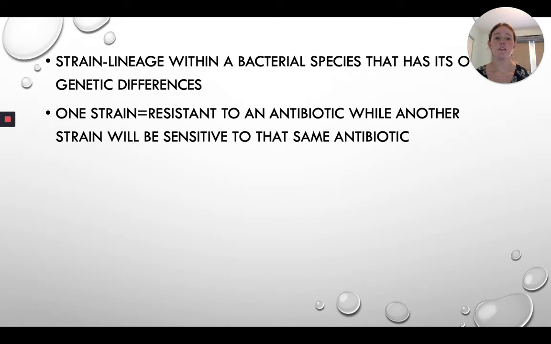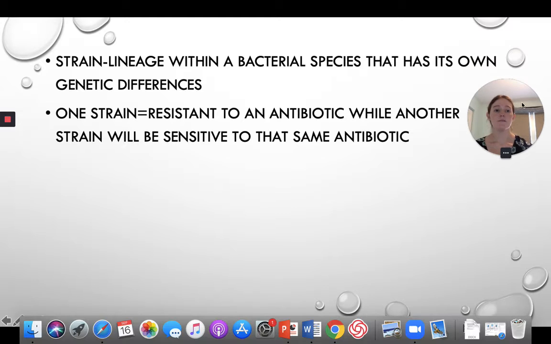Now, strain lineage within a bacteria species has its own genetic diversities. So one strain can be resistant to an antibiotic, while another strain will be very sensitive to that antibiotic, and that antibiotic might kill it. You may have heard of different strains when we talk about the flu. There are many strains of the flu out there, and each one is going to react to antiviral medications in different ways.